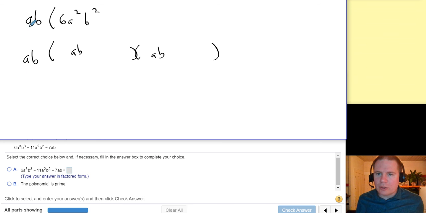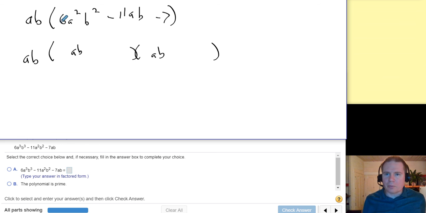11 a squared, so a times a is a squared, b squared, so b times b is b squared, minus 7ab. So negative 7 times ab. So positive 6, negative 11, negative 7. Good. Okay, now here we usually start with our first term, split up that leading term. But 6 is not a prime number. I don't know if this is 6ab and 1ab, or 3ab and 2ab.